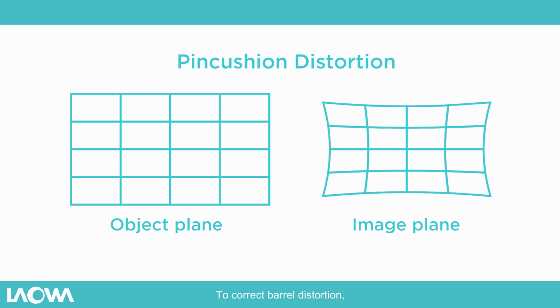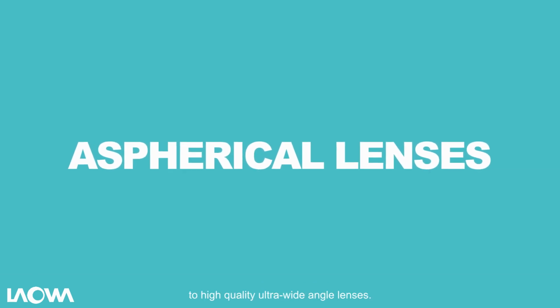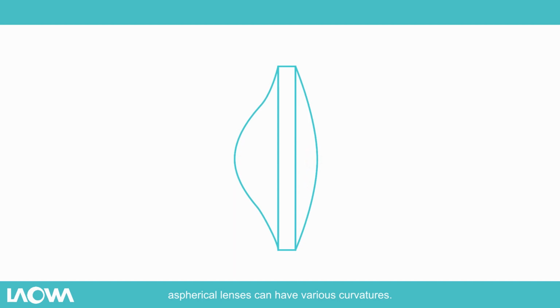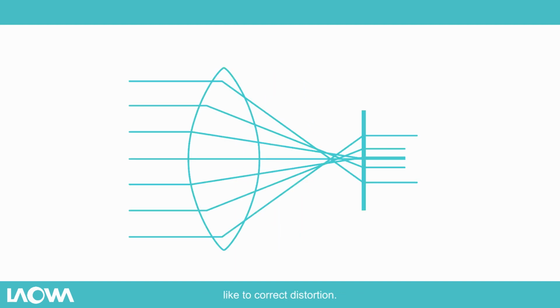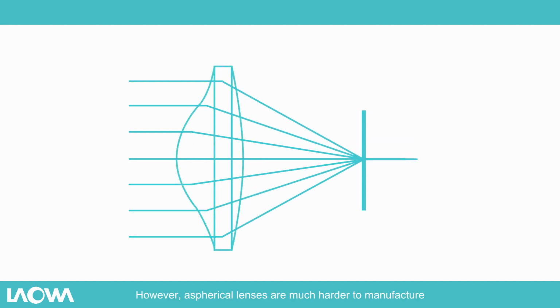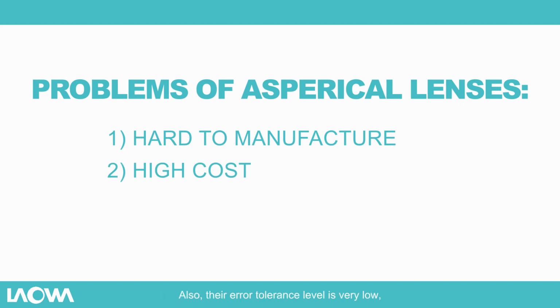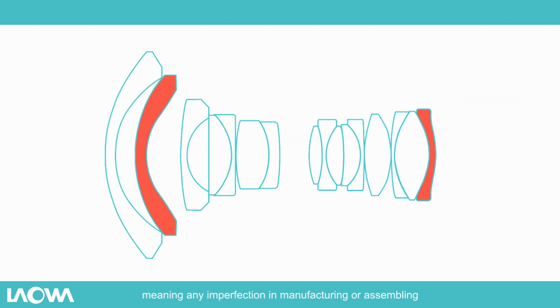To correct barrel distortion, an aspherical lens is introduced to high-quality ultra-wide-angle lenses. Unlike ordinary spherical lenses which have fixed curvature, an aspherical lens can have various curvatures. Its shape can be custom made to fit the design needs, like to correct distortion. However, aspherical lenses are much harder to manufacture and their cost is much higher than spherical lenses. Also, their error tolerance level is very low, meaning any imperfections in manufacturing or assembling will greatly reduce the image quality.